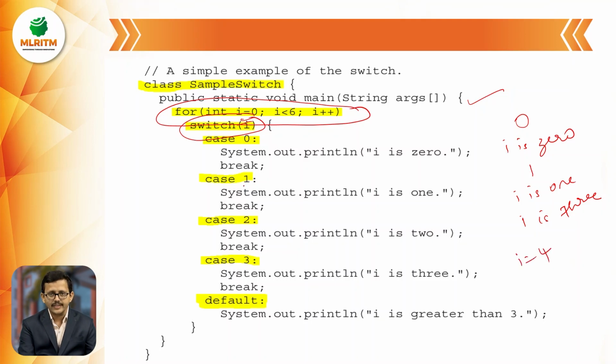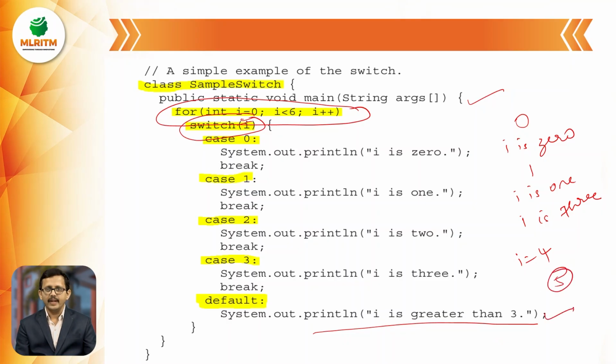Do we have any 4 case here? No. We are having only case 0, case 1, case 2 and case 3. So it goes to the default. What is the default? i is greater than 3. And it ends the loop. Okay. It doesn't even consider i is equal to 5 because it has reached the break statement. Okay. So this is how the switch statement works. So these are your selection statements in Java.